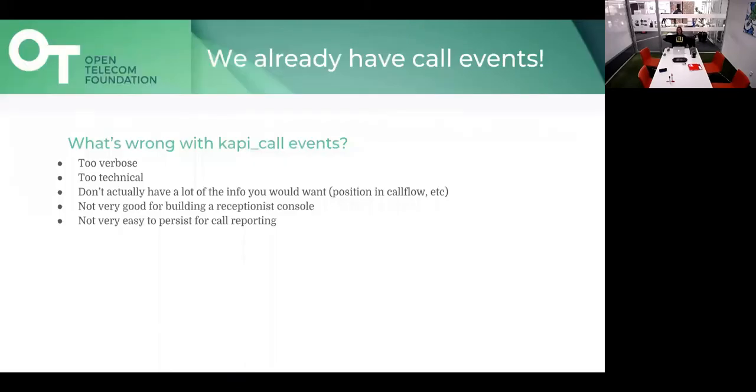So there is actually call events in Kazoo already, which is how calls are processed. But if you've ever tried to build an application with them, it's not necessarily very easy. The events are quite verbose and very technical and actually don't have all the information you'd often want in them. So, for example, there are no events sent out when you execute a different element in the call flow. So you don't actually know what call flow element you're in, only that you're calling out or something like that.